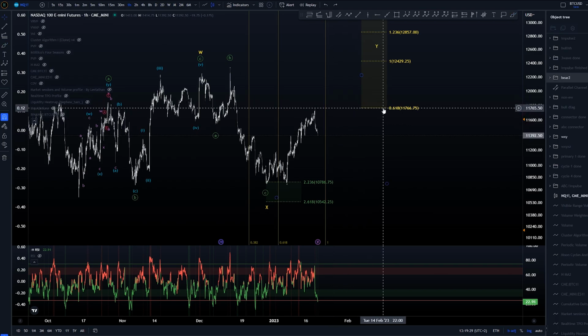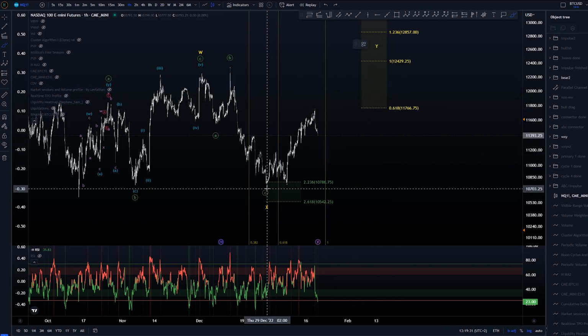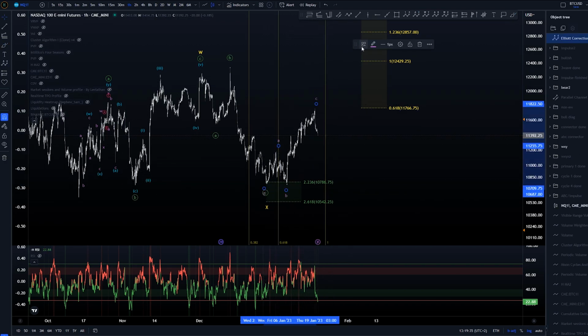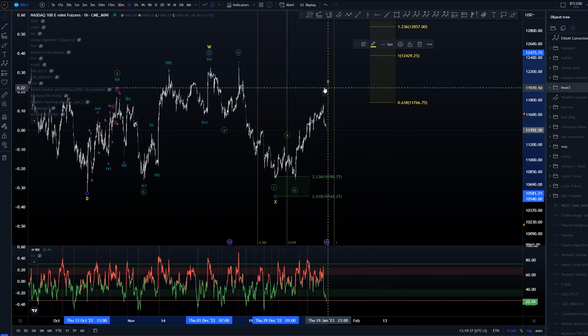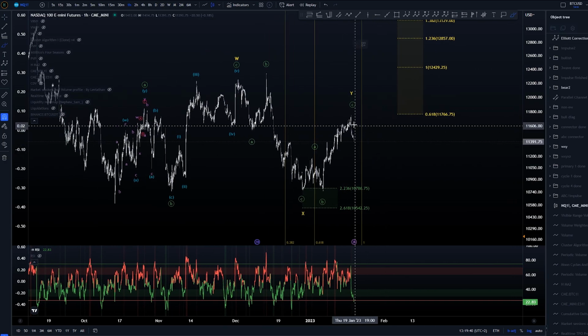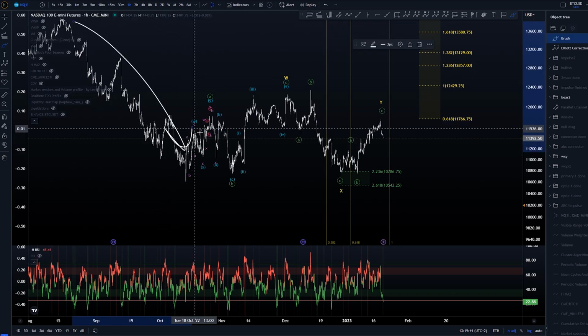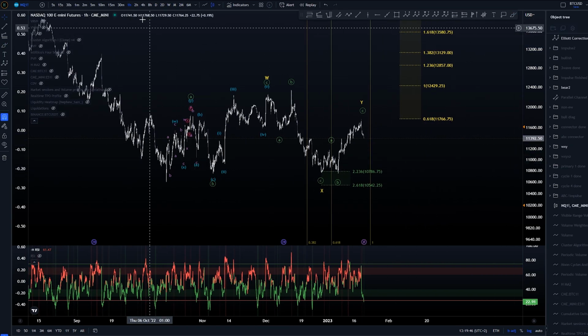We have already hit the 0.618 here, so it is possible that we have this as that ABC already complete on minute count, which would bring the wave Y over here. And now we would be creating that continuation from here downwards. That is definitely a possibility.